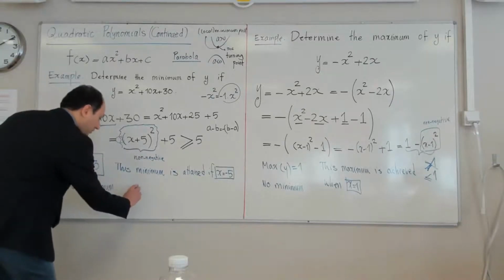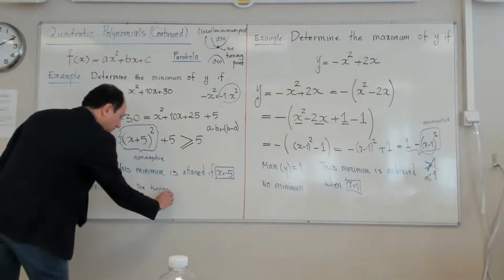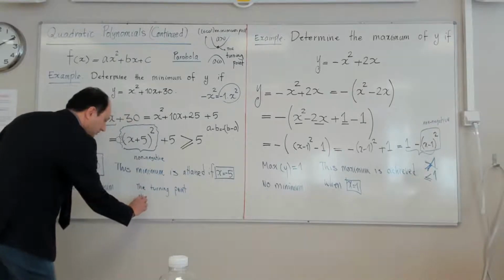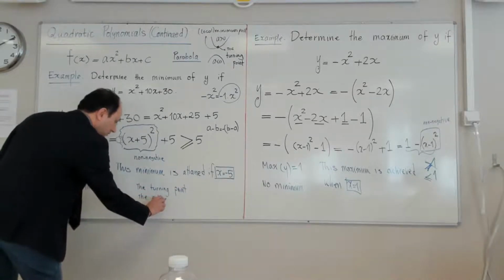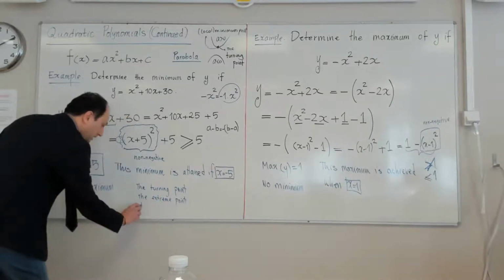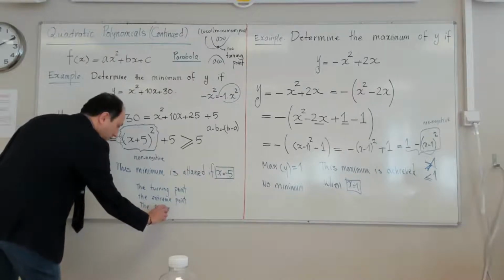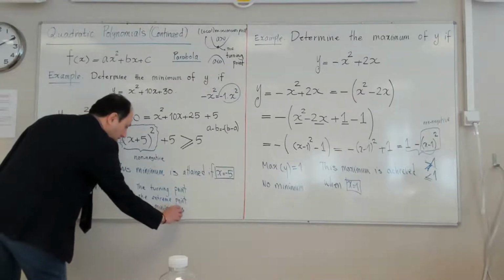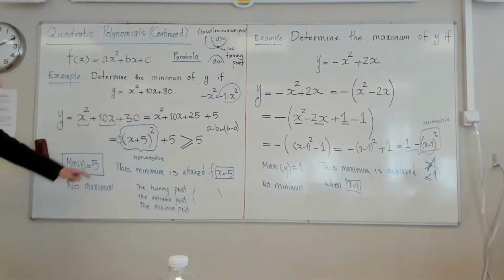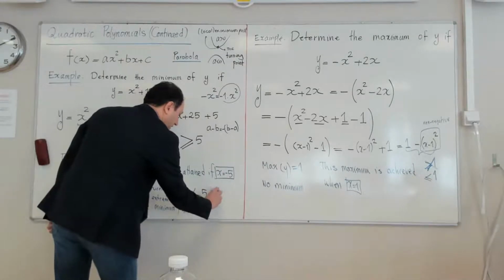So the turning point, or you can say the extreme point, or you can say here in this case the minimum, if you want to be very specific, the minimum point. All of them, you have to write both of them in a point. X coordinate is -5 and the y coordinate is 5.